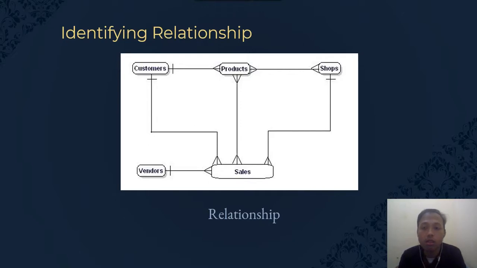The second step is identifying relationship. So we have 4 relationship. That is one-to-one relationship, one-to-many relationship, many-to-one relationship, and many-to-many relationship. I will take products to shops as example. Product to shop have many-to-many relationship, which means that many products can be associated with many shops.